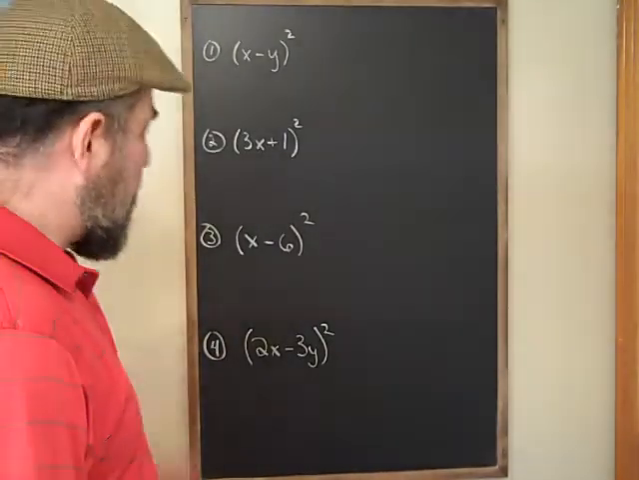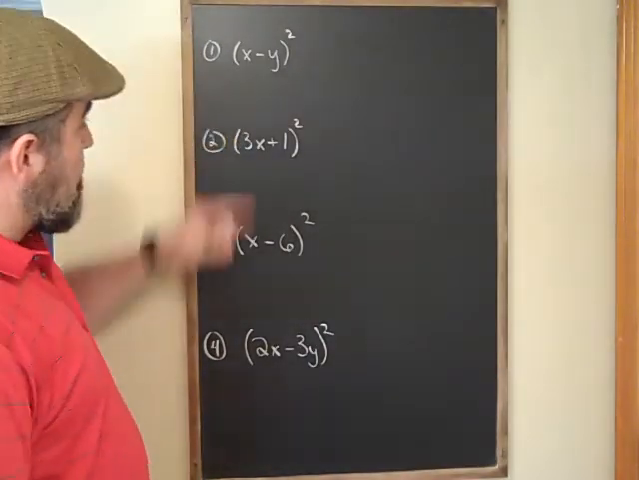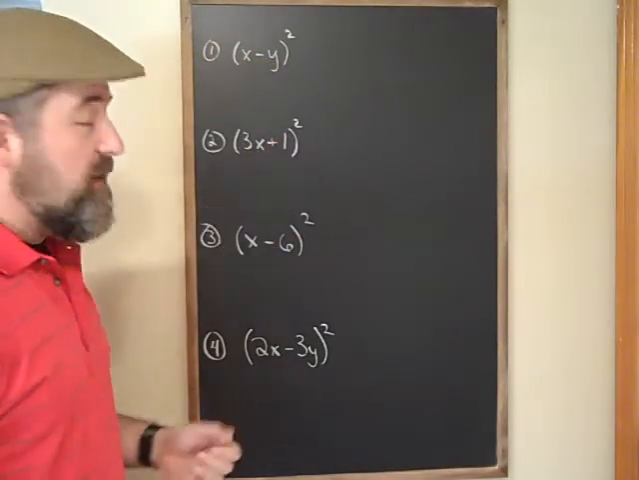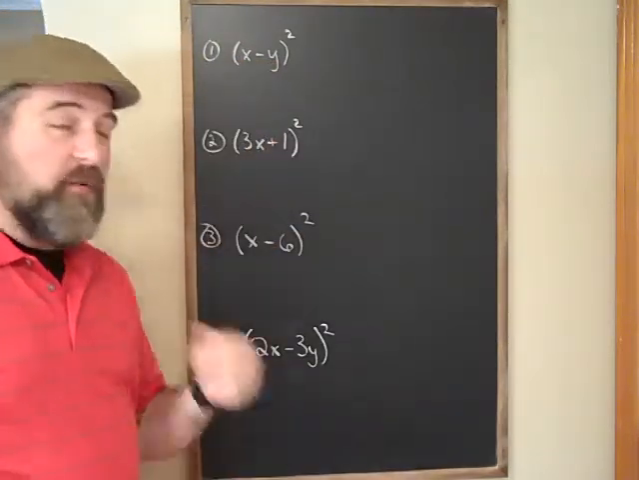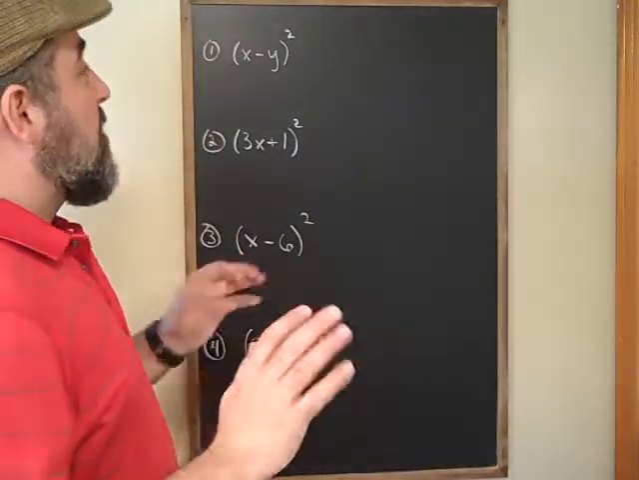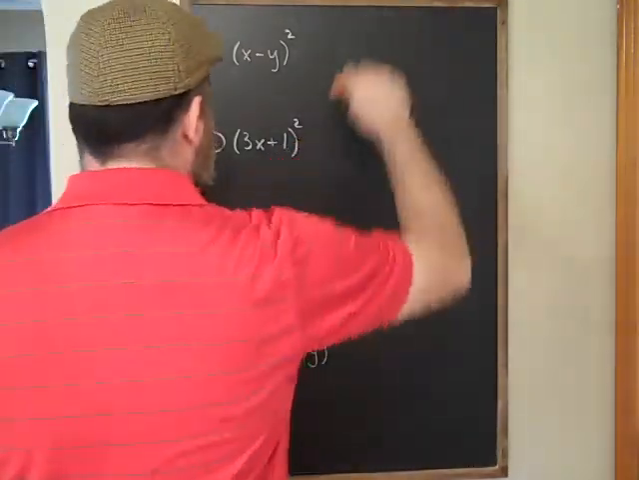Okay, so here are 4 examples where we have the square of binomials. We're going to use the jingle. Square the first, square the last, multiply and double. So let's take a look at these.